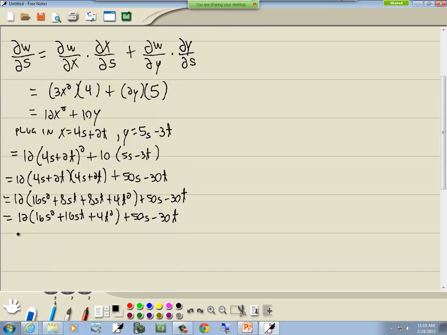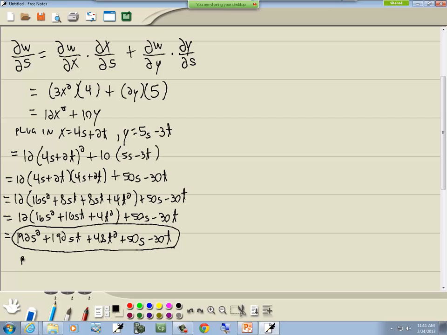Which gives us, where's my calculator? There it is. 12 times 16. 192s squared plus 192st plus 48t squared plus 50s minus 30t. And that's the first part. They wanted to find that partial.